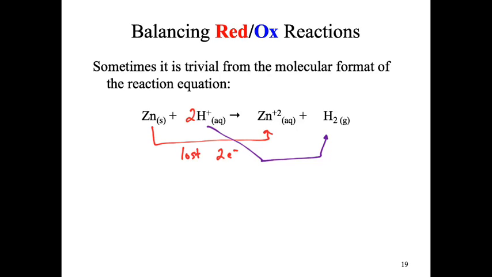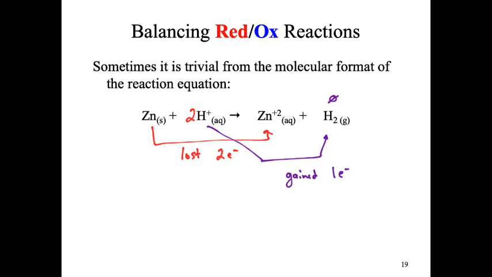We went from H plus with a +1 charge to what? For the H2 with what charge? A 0. Which means what happened to our hydrogen? It went from a +1 to a 0. It gained 1 electron.